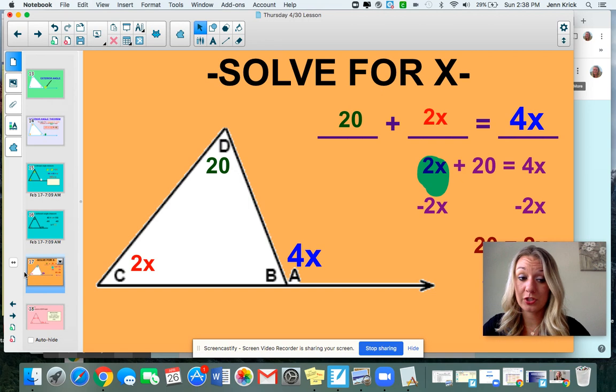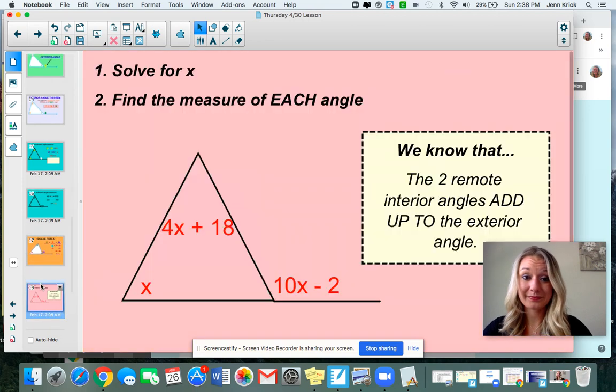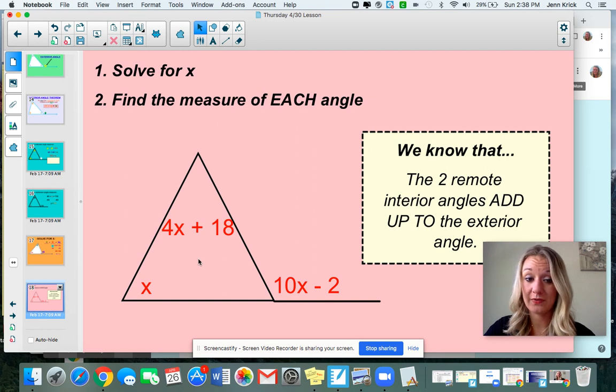Let's try one more just to make sure that you've got it. All right, so take a look at this diagram. I'm asking you two things. Number one, solve for x. I'm also asking you to find the actual measure of each angle. If you were to tell me that this angle is 10x minus 2, that's the measure of it, I'm going to say, I don't think so. It's going to be like 70 degrees, 40 degrees. So we're going to have to solve for x and then plug that back in to find the actual angle measure. So here we go.